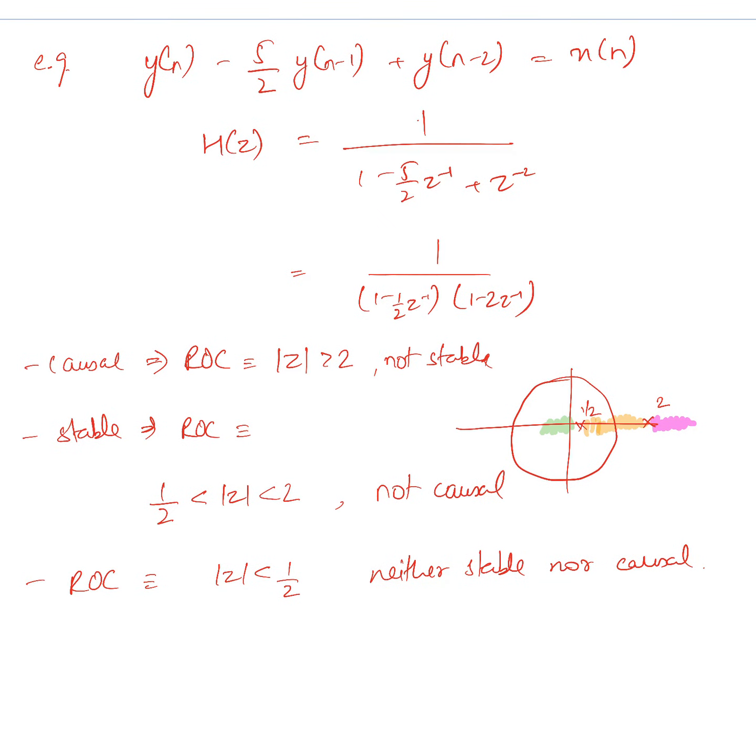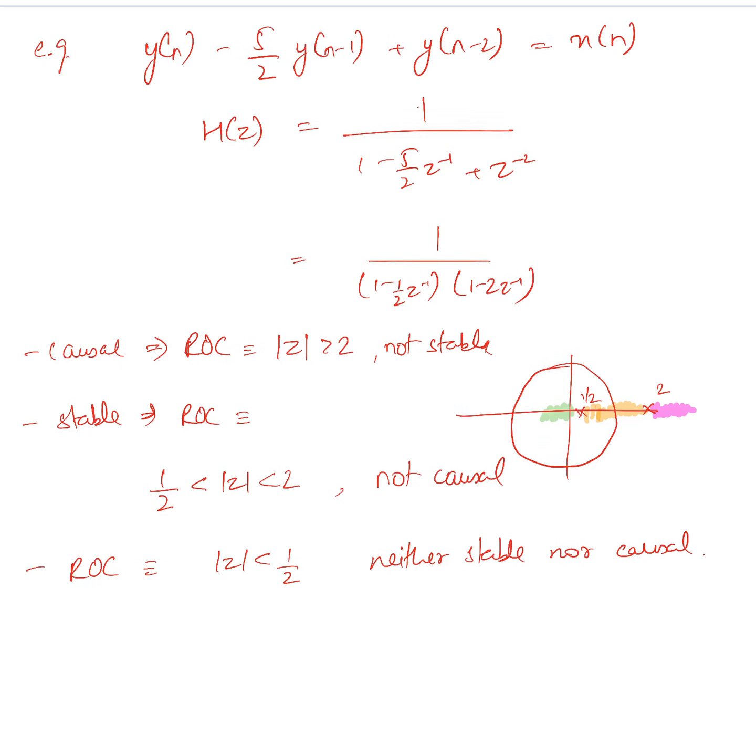Okay, so the idea behind seeing this example is that stability and causality are not inherently implied properties of a system. It depends on what properties you want to extract from the given difference equation. Right?